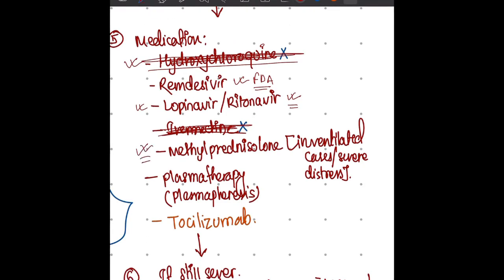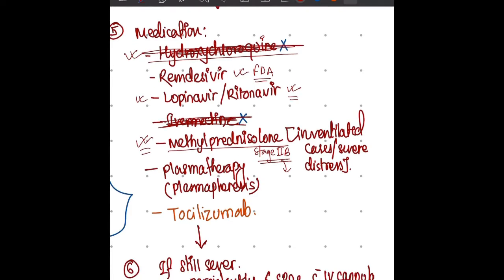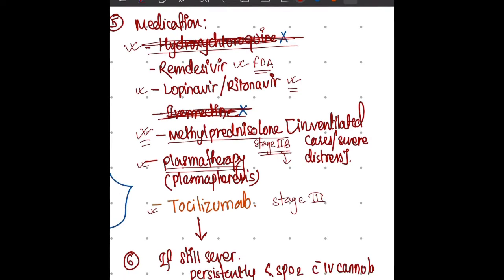Steroids are very important for the treatment of not the early cases, but the late cases after stage 2B. Why? Because it is after stage 2B that there is an excessive inflammatory response, which can be avoided if you use steroids, right? And convalescent plasma therapy can also be used in stage 2. And finally, if it is a very severe form of disease, that is to say the patient goes into stage 3, then you can use tocilizumab.